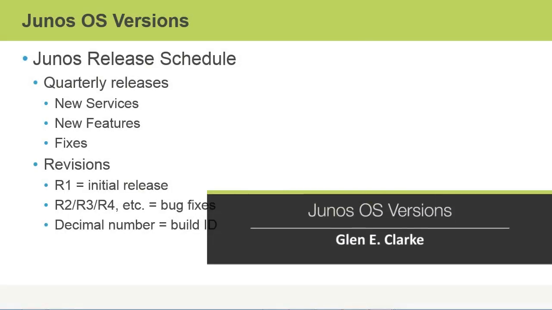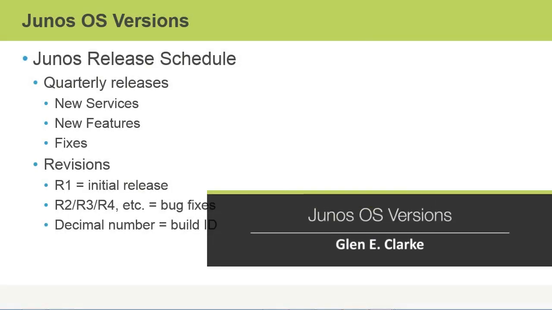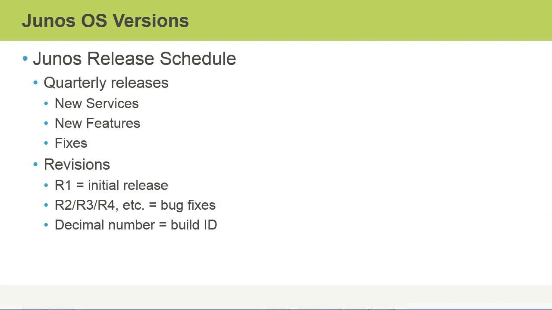In this video, we'll discuss the Junos OS versions. Now, the Junos operating system has a quarterly release schedule, and each quarter we may have releases of the operating system that provide new services or new features to the product itself. Also, quarterly, they'll ship out any fixes to any common problems that they've experienced with the device itself.